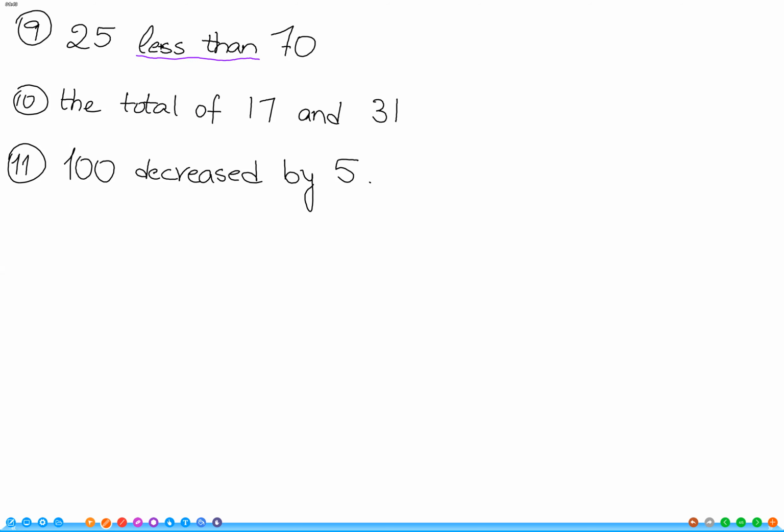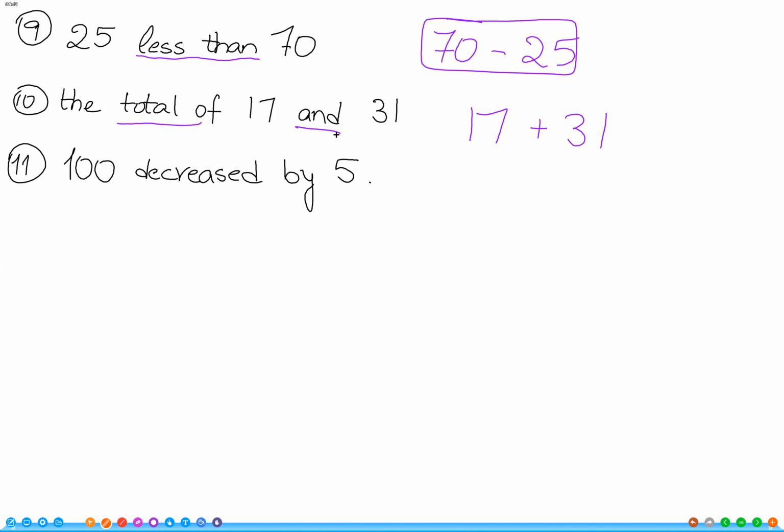The words less than mean we need to switch the numbers, therefore it would be 70 minus 25. Total means addition, therefore 17 plus 31. Decreased by means minus, therefore 100 minus 5.